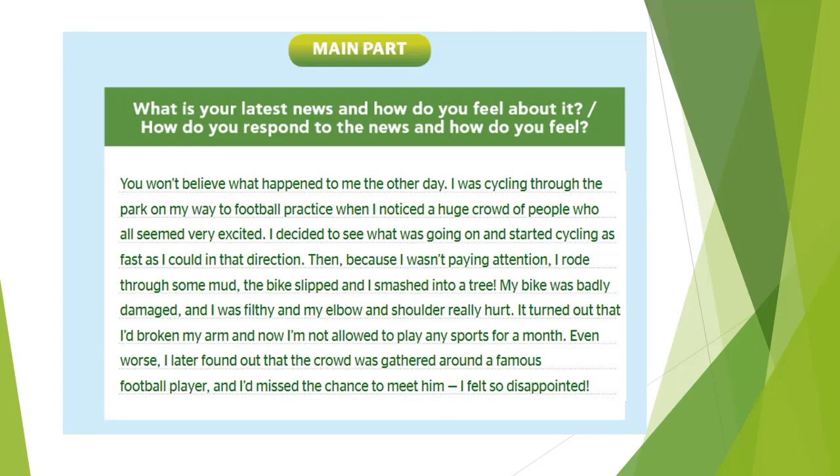Then, because I wasn't paying attention, I rode through some mud. The bike slipped and smashed into a tree. My bike was badly damaged and I was filthy, and my elbow and shoulder really hurt. It turned out that I'd broken my arm, and now I am not allowed to play any sports for a month. Even worse, I later found out that the crowd was gathering around a famous football player, but I missed the chance to meet him. I felt so disappointed." So this is the main part.